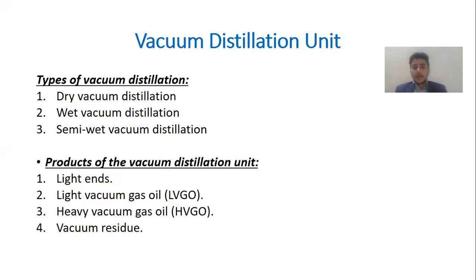And also we have the four main products of the vacuum distillation unit. Light end, it means the product that is produced at the top of the column. The light products, maybe some of them are gases or naphtha. And also gas oil is the main product which is produced in the vacuum unit. We call it vacuum gas oil, so maybe light or heavy. And also the residue at the bottom of the vacuum column, we call it the vacuum residue.